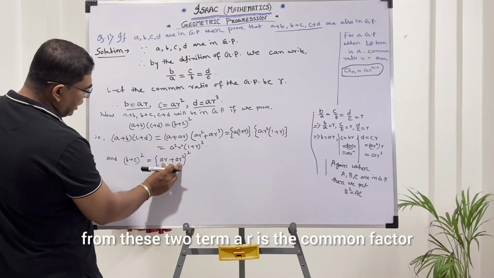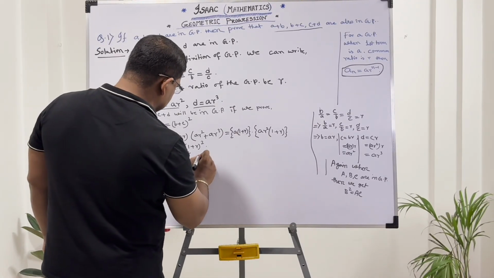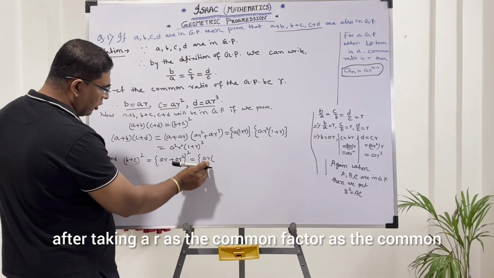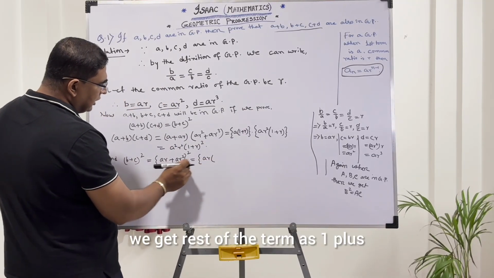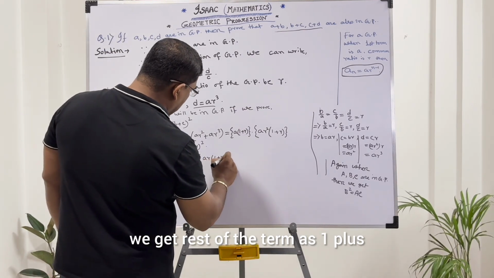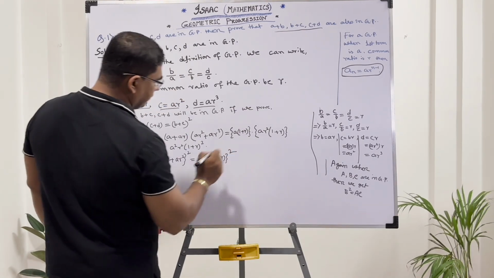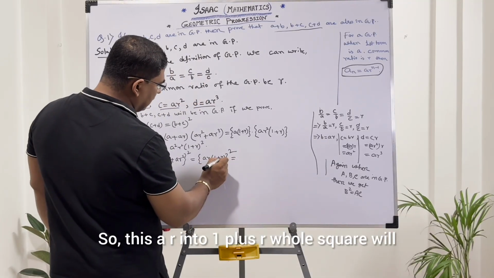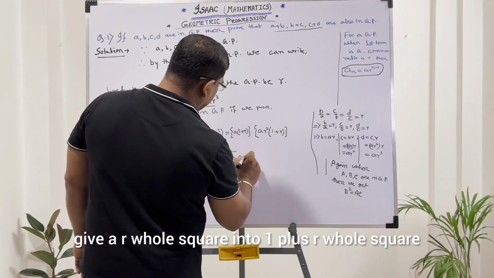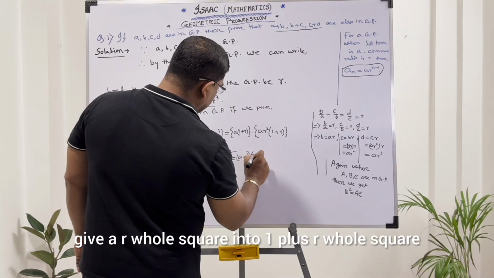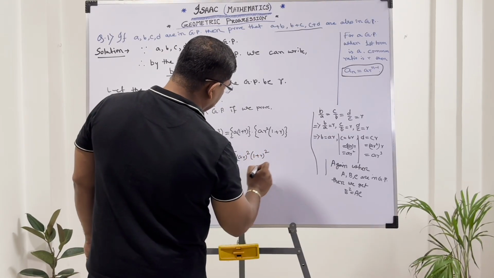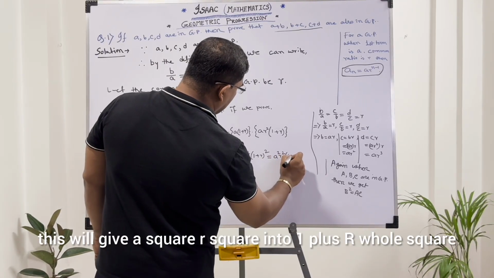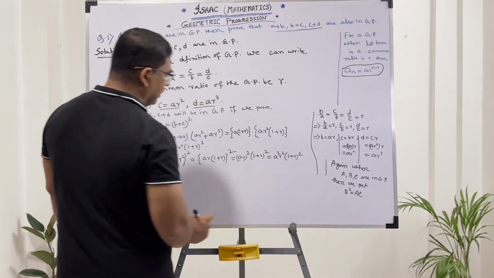From these two terms, AR is the common factor. After taking AR as the common factor, we get the rest of the term as 1 plus R. So this AR into 1 plus R whole square will give AR whole square into 1 plus R whole square. This will give A square R square into 1 plus R whole square.